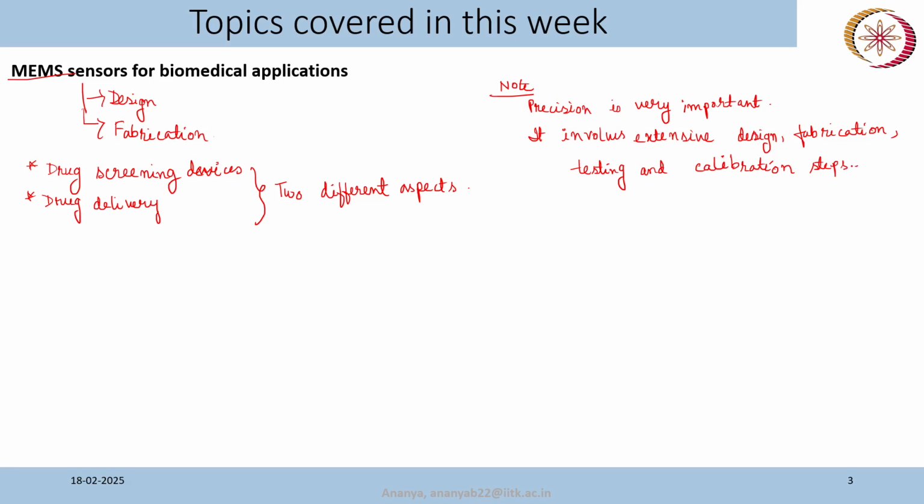Okay, so a few examples were given of MEMS sensors for biomedical applications. The first example was the pressure sensor. Before going to the pressure sensor, there will be two steps, design and fabrication, as I mentioned earlier. Before going to design, you should know the working mechanism of a pressure sensor. The example that was given was a piezoresistive pressure sensor.